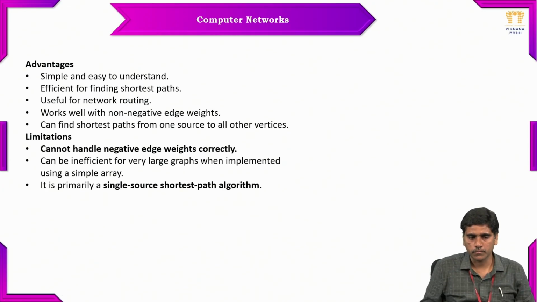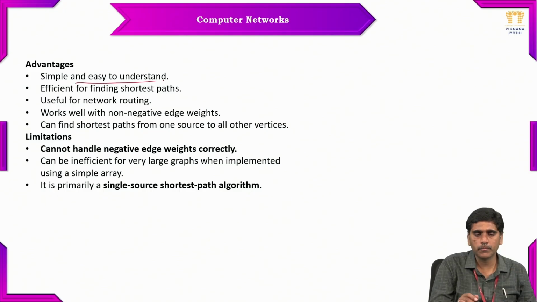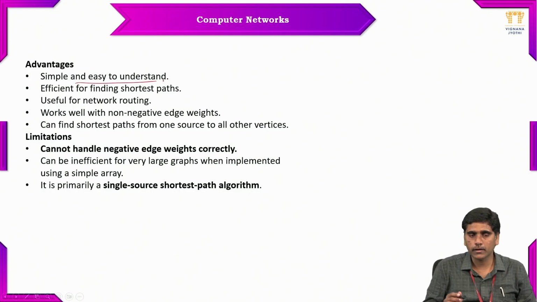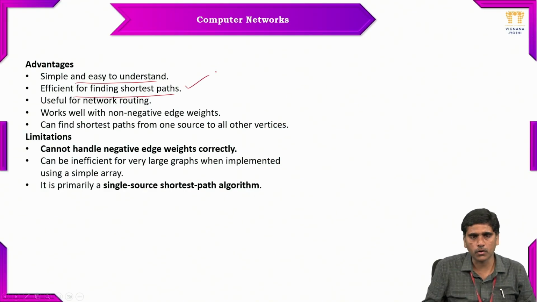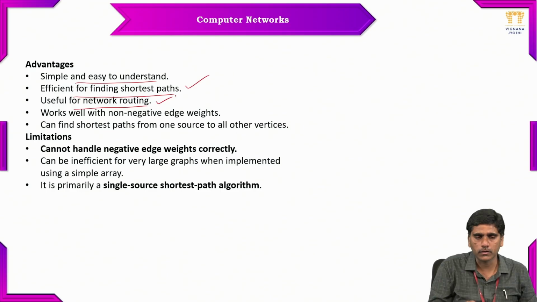Advantages of this algorithm. It is simple and easy to understand, because we need not calculate anything complicated. We see each and every distance from each and every vertex and compare the distances from one path to another path. The second one is that it is efficient for finding the shortest path. Obviously, if there are fewer vertices and fewer edges, finding the shortest path is very easy. It is also useful for network routing.